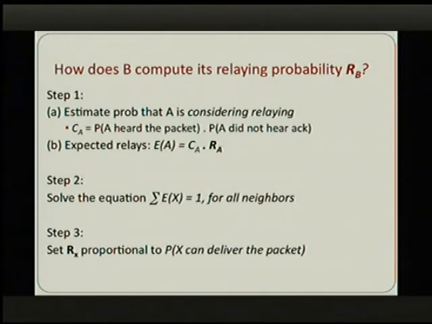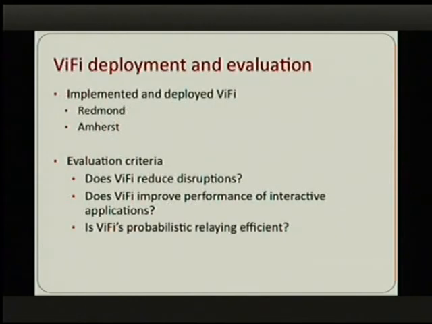Okay, so that's how basically Wi-Fi works. We again implemented and deployed Wi-Fi in the Redmond testbed, just like we implemented and deployed RAPID on DTNs. And we also ran a trace-driven simulation in the Amherst testbed. And our evaluation criteria were, does Wi-Fi reduce disruptions? Because that's what we started out with.